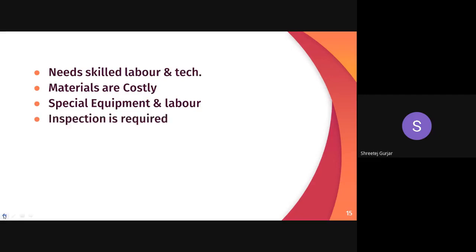Then inspection is required, whether the tendons are properly tensioned, whether they are tensioned to the correct limit, to the correct length. All those things need to be inspected before it is put into service. So inspection is required. So initial setup is costly. We have to buy equipment, you have to train your laborers, all those things. So initial setup turns out to be very costly.